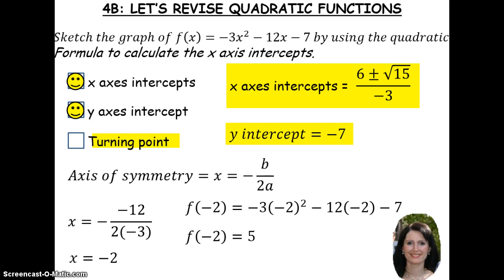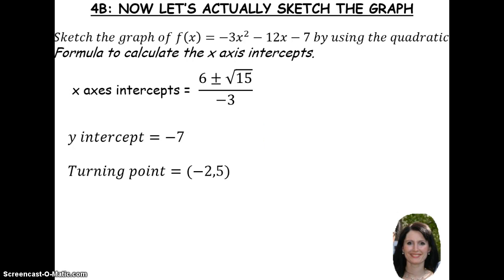This is an important step. When we find x being negative 2, that only tells us our x value for the turning point. We have to find the y value as well. So by substituting x in, we find what y would equal. So our turning point is at negative 2, 5. Done. Looks like we've got all the things we need in order to draw the graph. Let's draw the graph.